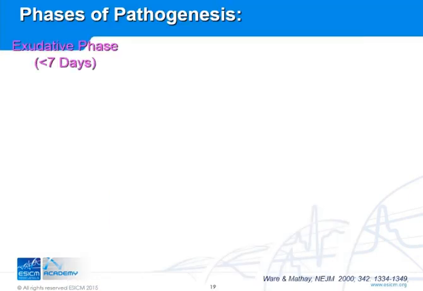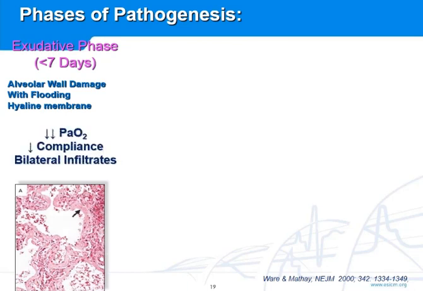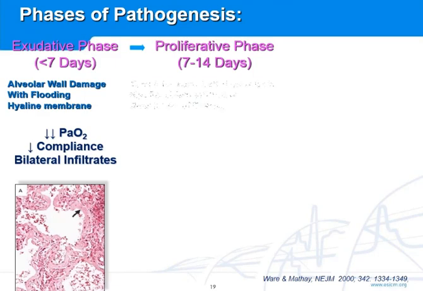So we can distinguish different phases of this evolution. You have an early one, where there is alveolar wall damage and flooding with hyaline membrane, of course, during the first 7 days. And in general, you have a reduction of PaO2 and of compliance, together with a bilateral infiltrate. Then starts a proliferative phase that lasts in general between 7 and 14 days.